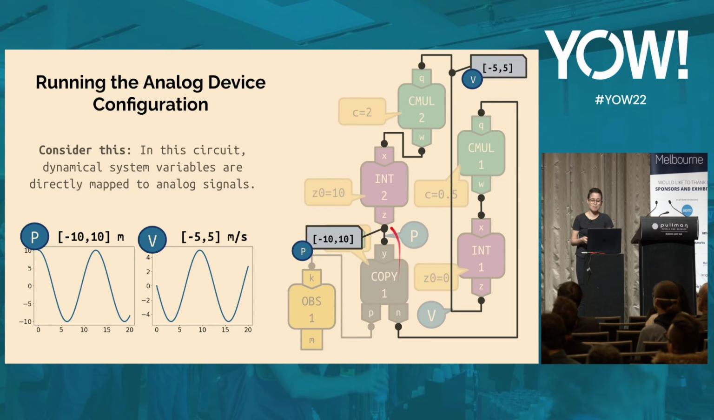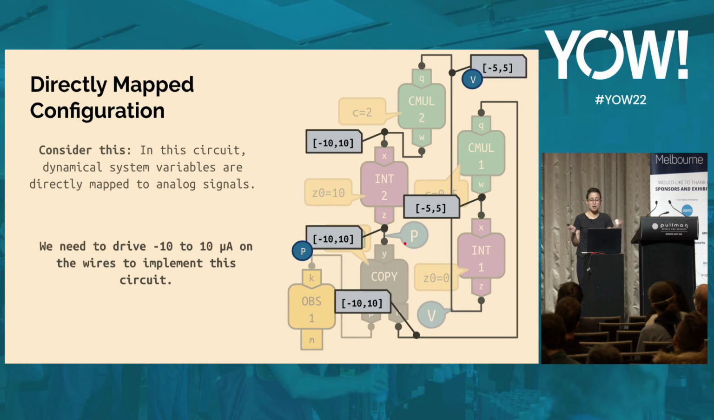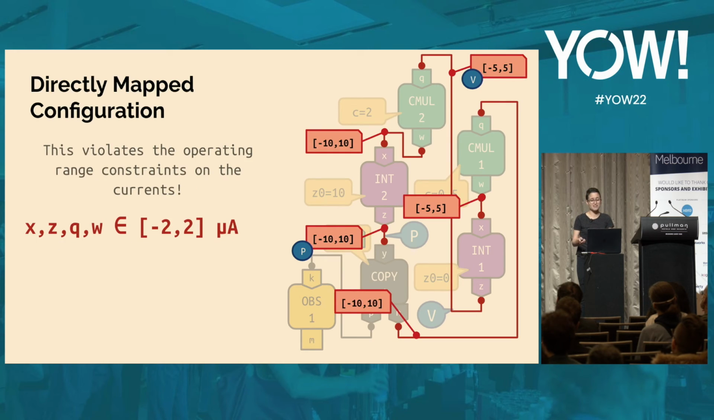And so basically, to represent these signals, we need to be able to drive a signal that has a range of at least -5 to 5 on both wires. And if we do propagation of signals, it turns out for every single wire, we need at least a dynamic range of -5 to 5. In some wires, we need to represent values between -10 and 10. This is a problem because every single port requires that the signal fall between -2 and 2.